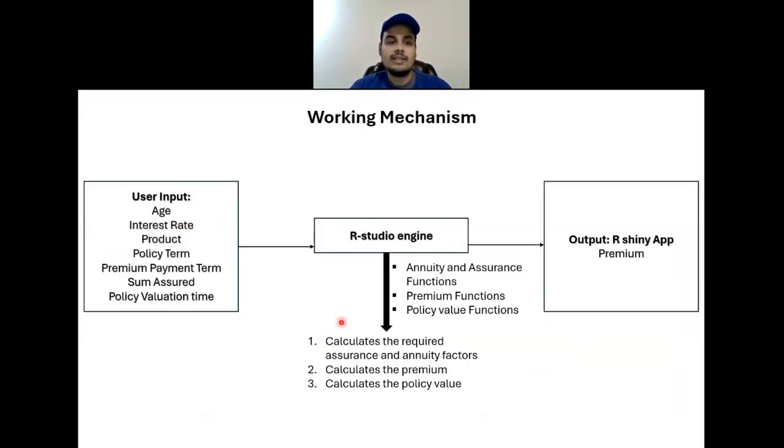So moving on toward the working mechanism. We have the input of age, interest rate, product, policy term, premium payment term, sum assured, and policy valuation time. These inputs are taken from the user, and the RStudio engine takes these inputs and calculates the annuity and assurance factors utilizing the annuity and assurance functions. The premium function utilizes the dynamic values of required annuity and assurance based on the output from the annuity and assurance functions, and it calculates the premium. And finally the policy value function takes the output from steps 1 and 2, calculates the policy value, and shows the output to the user in the user interface.